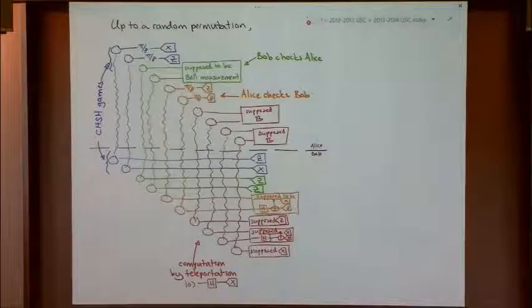So here's sort of the picture that we do know how to analyze. Well, this is sort of, again, an intuitive picture. Here in red is the computation by teleportation part of the circuit, where Bob is being asked to prepare these resource states, hopefully he is. Alice is being asked to apply these Bell measurements, hopefully she is, between random pairs of qubits.